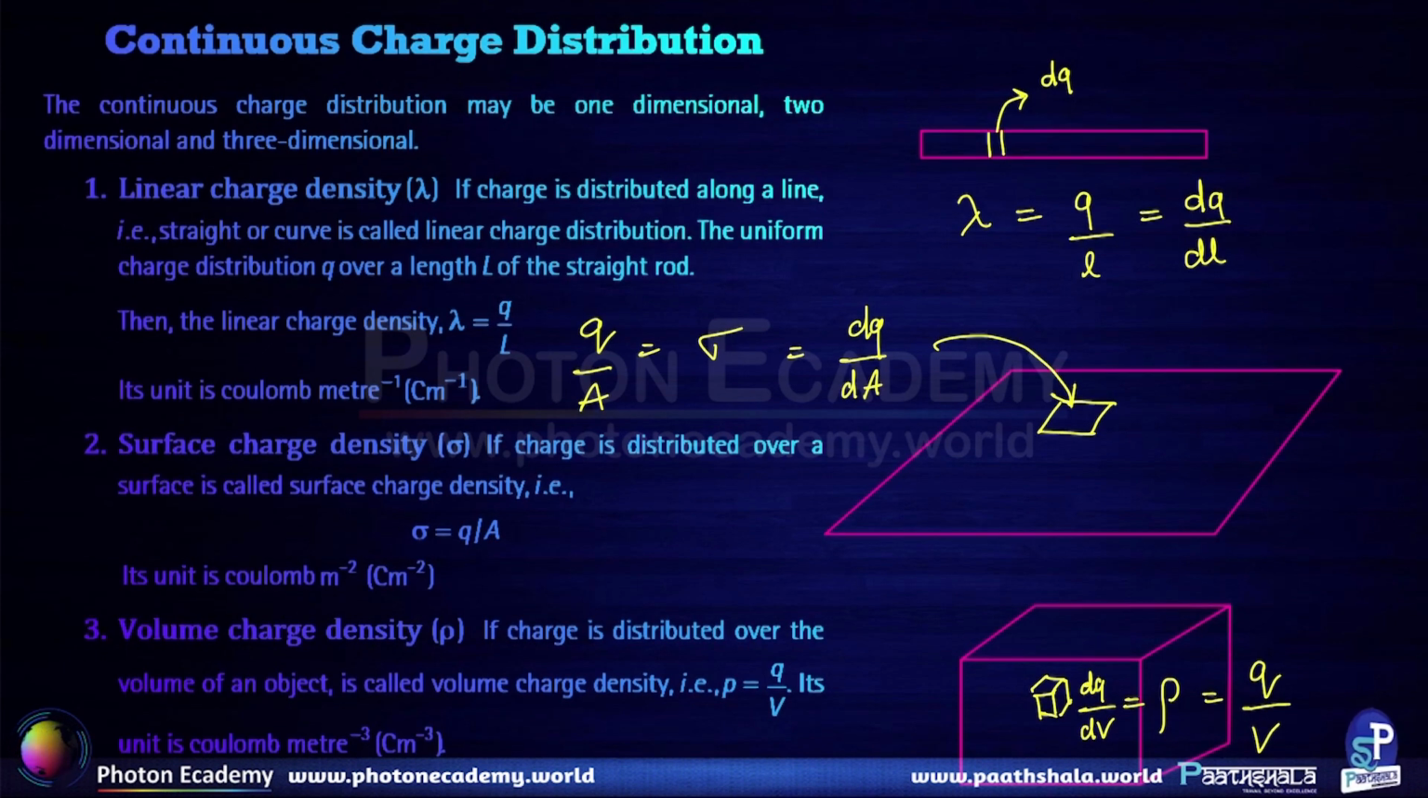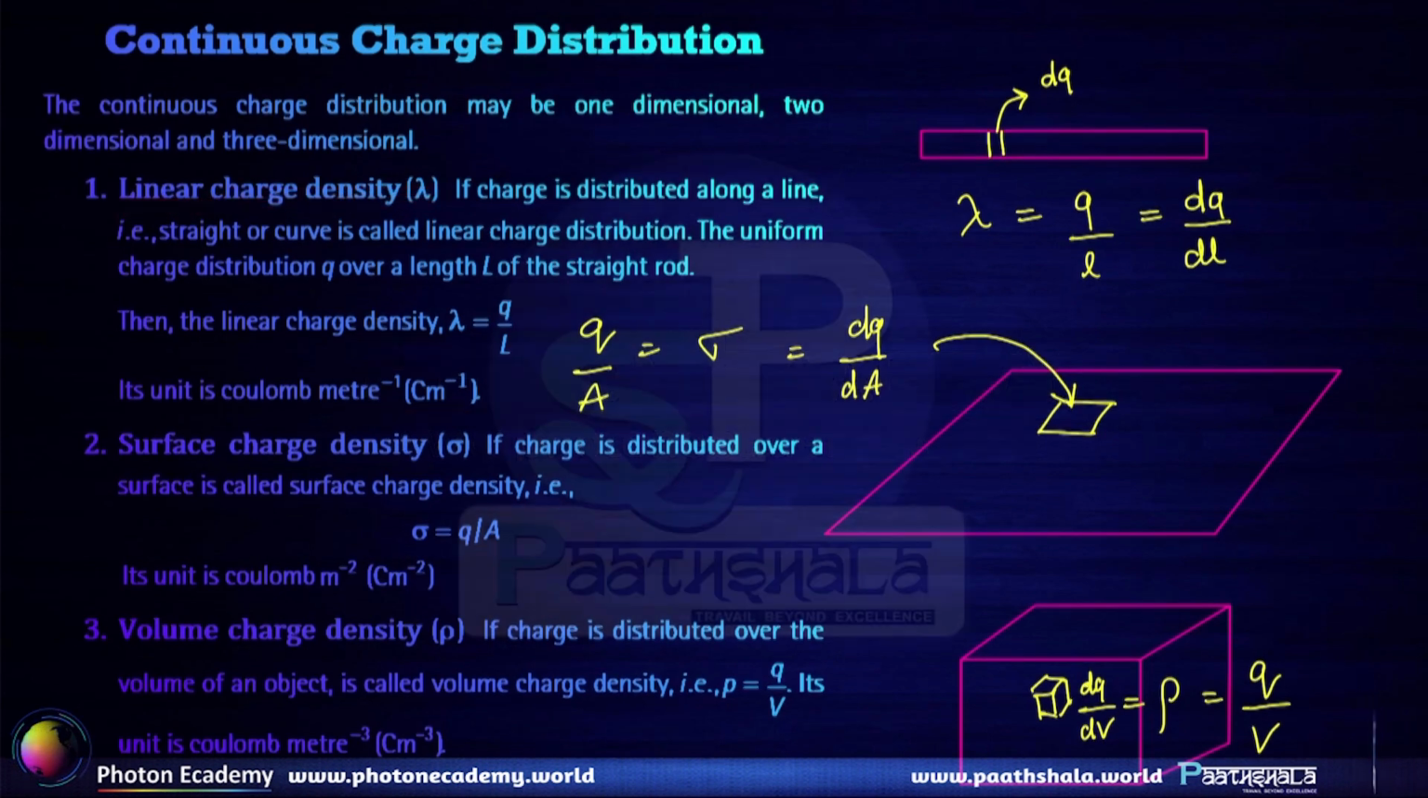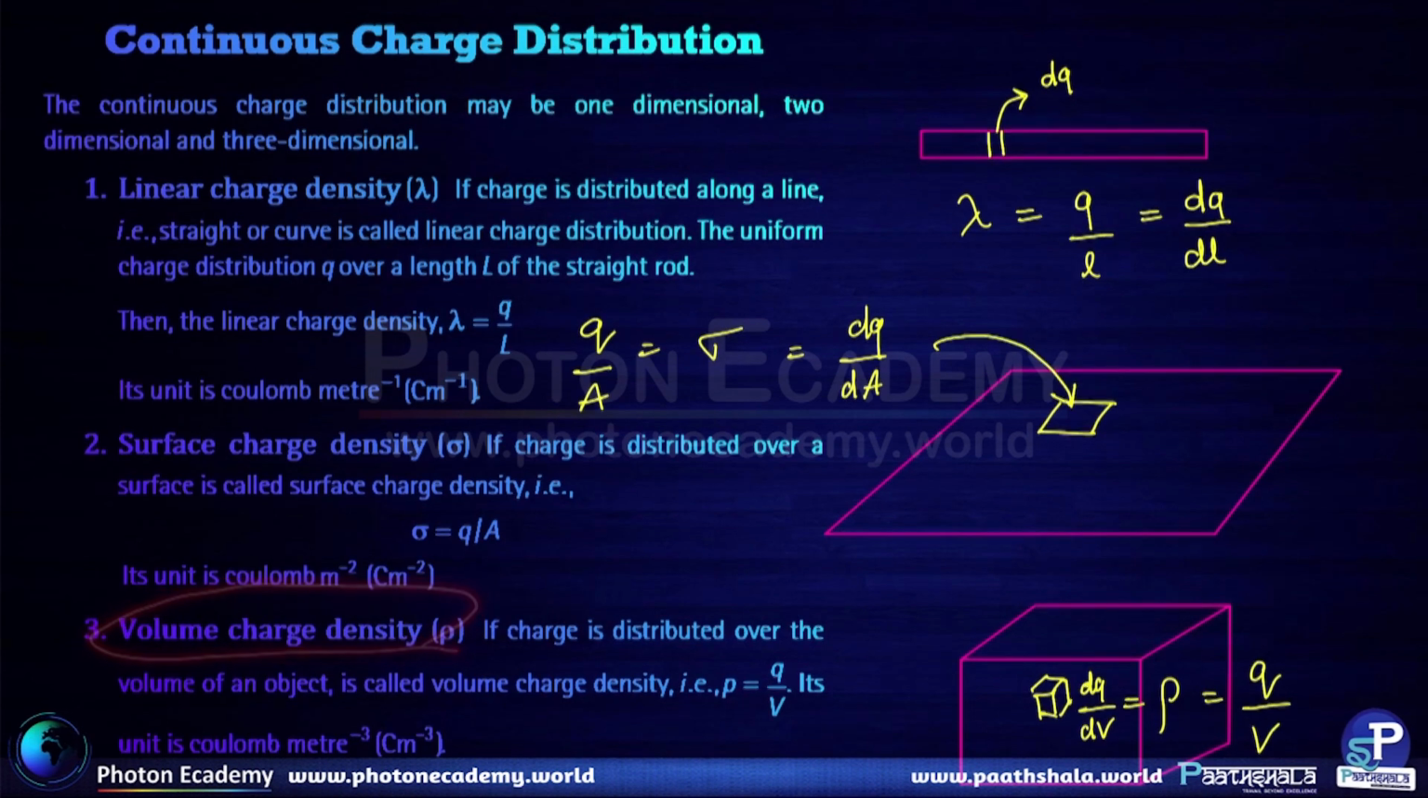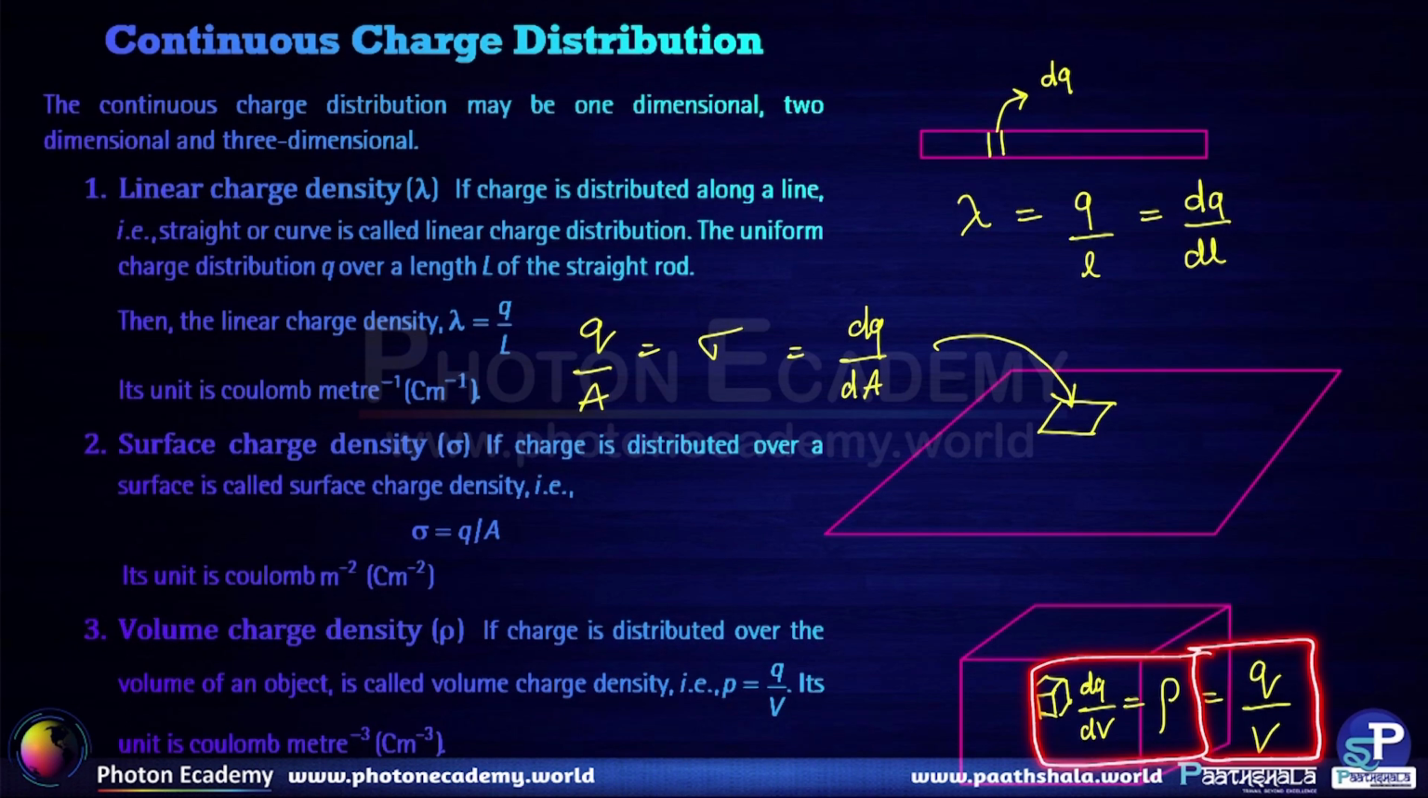So essentially, what are we understanding over here? If we have continuous charge distributions, then we define three quantities. In case of a linear charge distribution, we define a quantity lambda, which is q divided by L, and is also equal to dq by dl. In case of a surface charge distribution, we define a quantity sigma, which is q divided by area, which is also equal to dq by dA. And in case of a volume charge distribution, we define a quantity rho, which is dq by dv, which is also equal to q divided by v. And thus we understand the parameters associated with a continuous charge distribution.